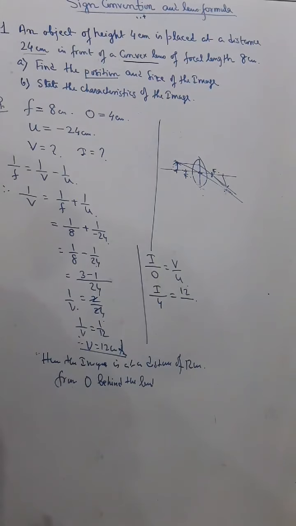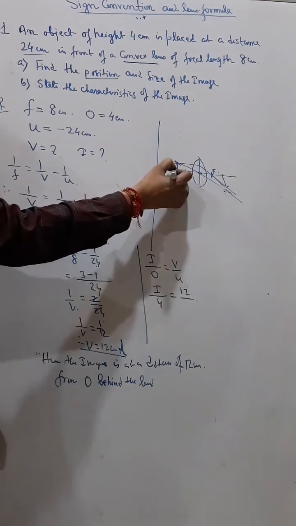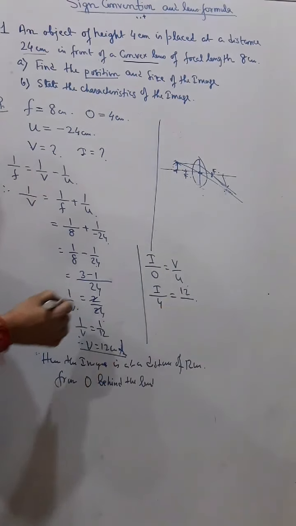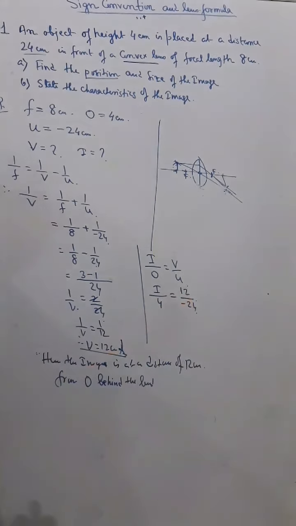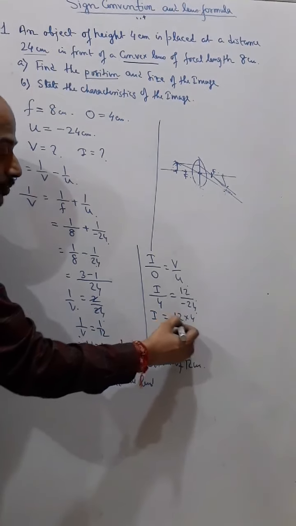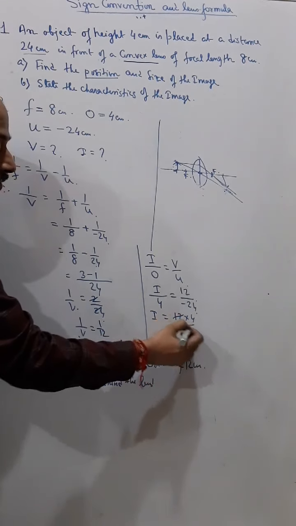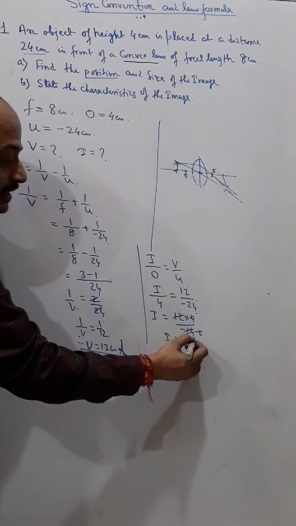And U is this side, so from O to the left, so U will be negative. So U is minus 24, right? So therefore what I got is 12 into 4 by minus 24, which is minus 2. So finally I get minus 2 centimeter.